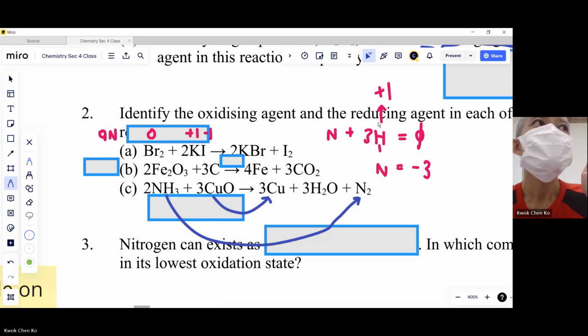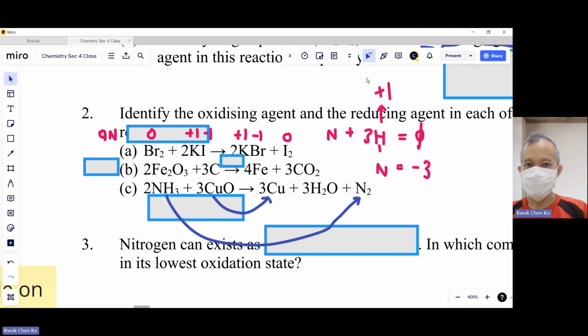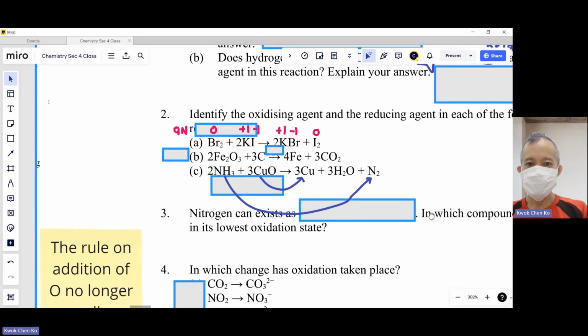So N is undergoing oxidation. C is reducing, reduction. 3 CuO is the oxidizing agent. Oxidizing agent. Then 2NH3 is the reducing agent.